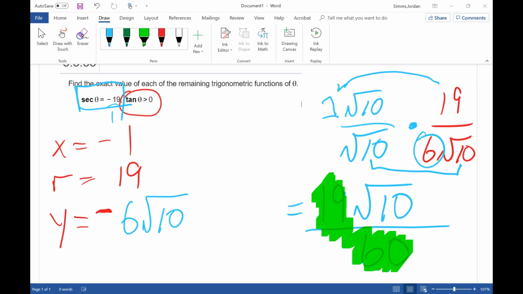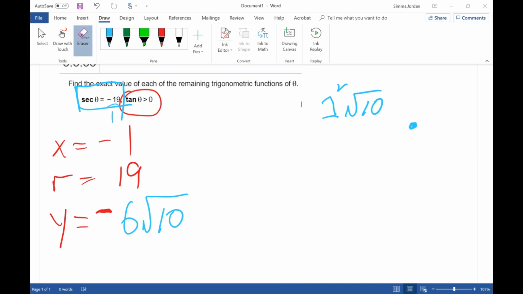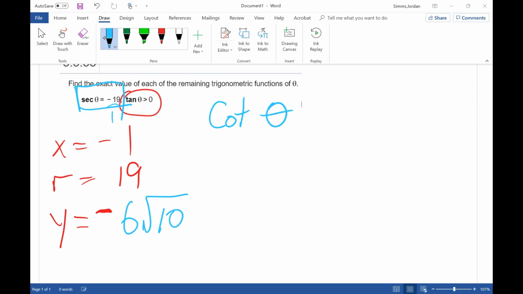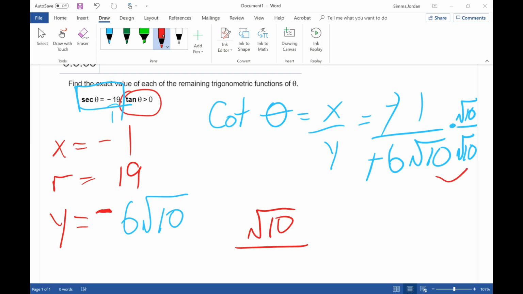And then the cotangent, same deal, we just flip. Our cotangent theta, we can just flip our tangent, right? But again, I'll just write it out. Cotangent theta. Now the tan is y over x. The cotangent is x over y. So that's going to be negative 1 over negative 6 root 10. Again, we'll rationalize that. Root 10 over root 10. The negatives are gone. Up top now, I have basically just square root of 10, or 1 root 10, but we don't write the 1. Down below again, this is going to be root 100, which simplifies to 10. 10 times 6 is 60.